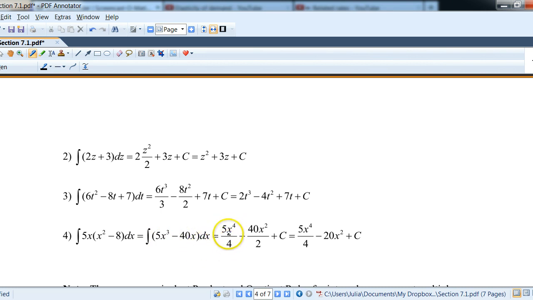So we're focusing on antiderivative. That's 5x to the 4 over 4 minus 40x squared over 2, that's the antiderivative of x, plus a constant. So yes, x cubed becomes, notice how we increase the power by 1, x to the 4 over 4, and so on, plus a constant. Notice 5 over 4 does not cancel, but 40 over 2 becomes 20x squared plus c.